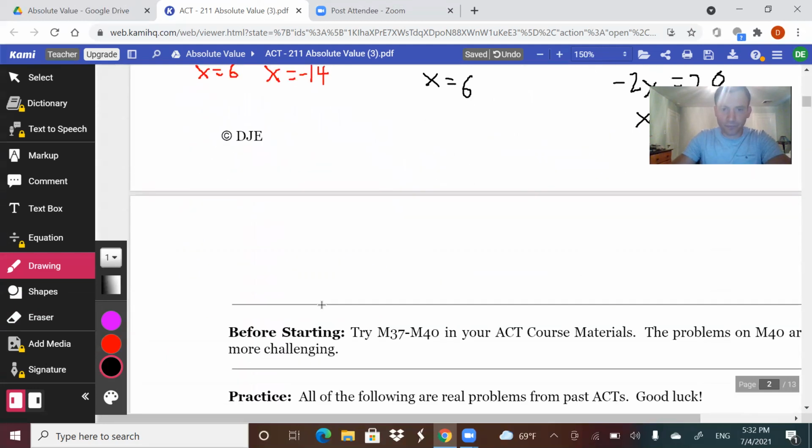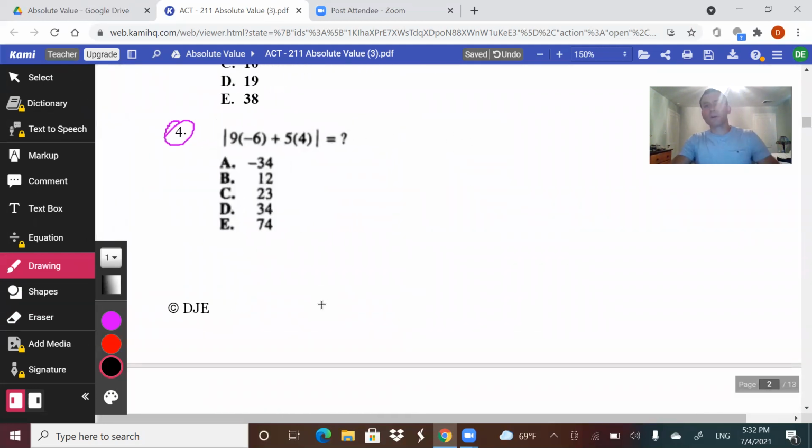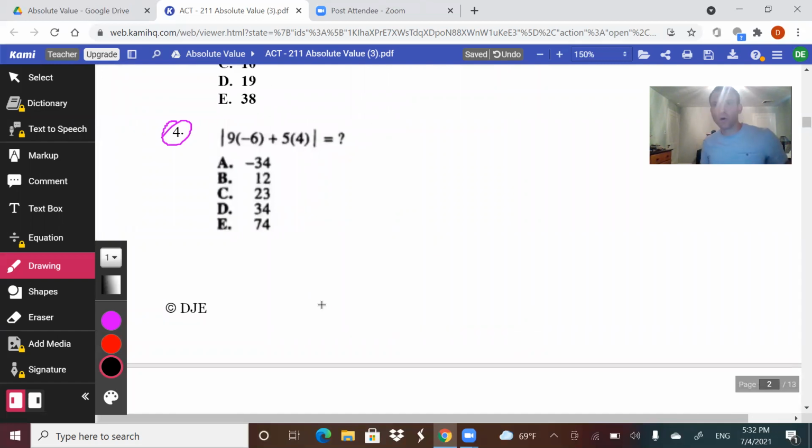Okay. Picked out a few problems here. Feel free to pause the video and see if you can do number 4. It would come within like the first 30 problems. It's considered fairly easy if you understand how to read absolute value. Anyway, if you haven't paused the video, you do what's in the brackets first.